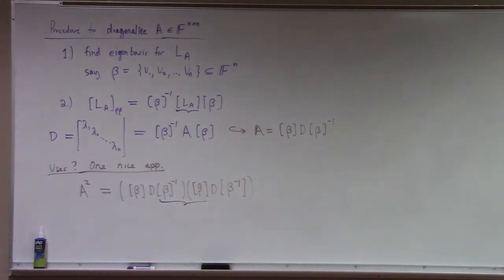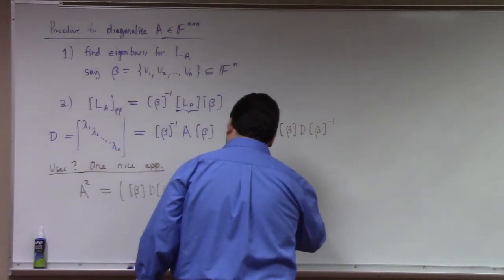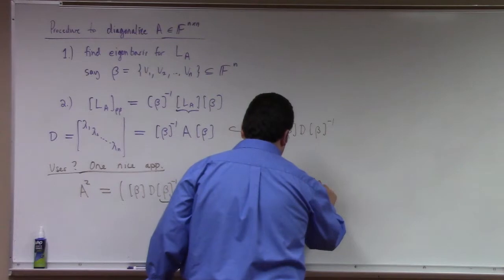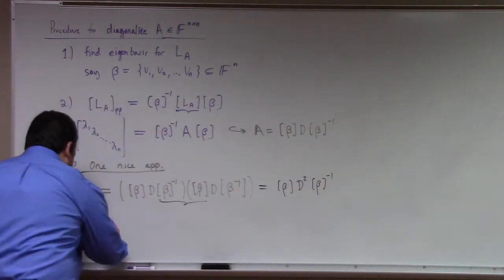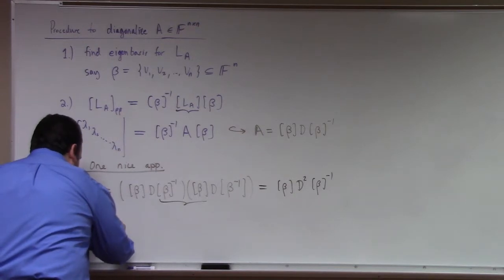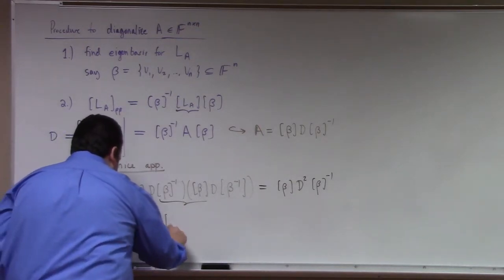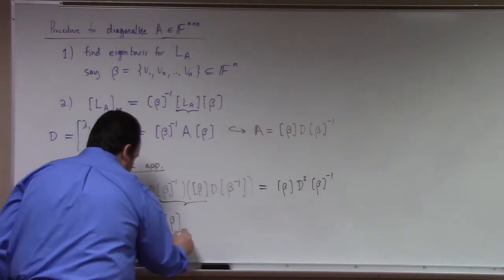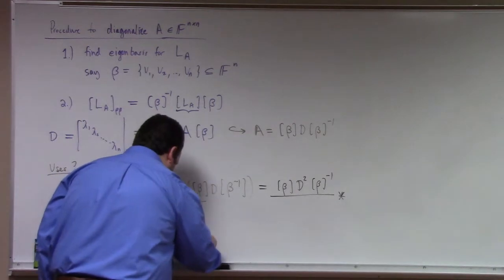But of course, beta inverse times beta is just the identity matrix, and what happens is we get beta D squared beta inverse. By the way, that shows us that D squared is also equal to beta inverse A squared times beta. Also, I mean, that's interesting. So let me say star is interesting. Star star is also interesting.